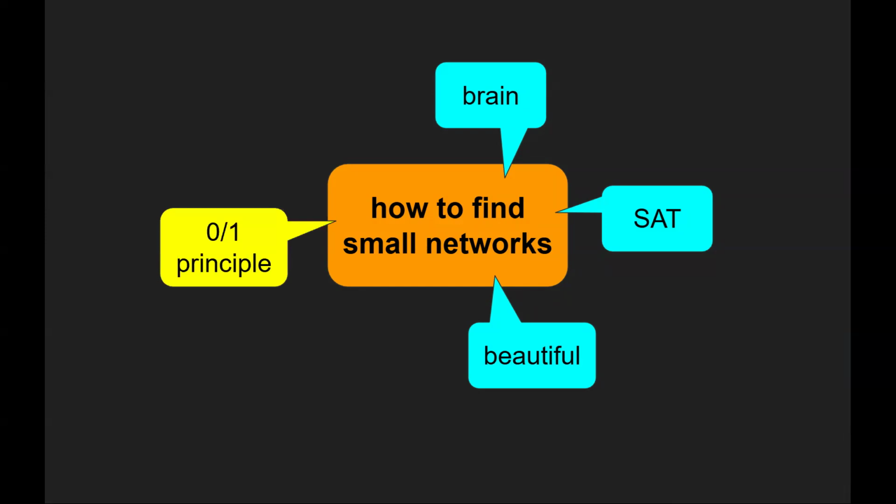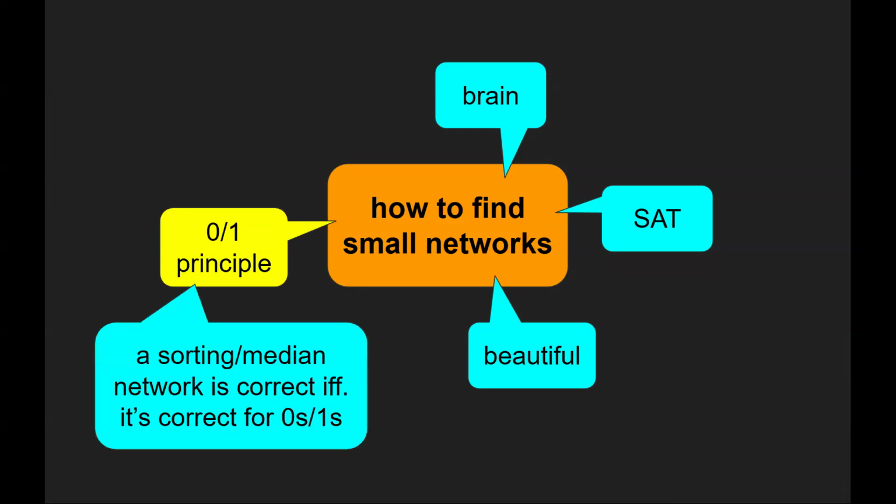And finally, there's one thing that we need to talk about. That's the 0-1 principle. It's a beautiful principle. Knuth describes it in his book about sorting networks. And it's surprising when you hear it the first time. But the 0-1 principle is, if you have a sorting network, or a median network, any network of comparators, it is correct if and only if it's correct for only zeros and ones. So they can sort any kind of data, floating point numbers or integers or any kind of data you can think of. But if it's correct for just booleans, it will be correct for any type.